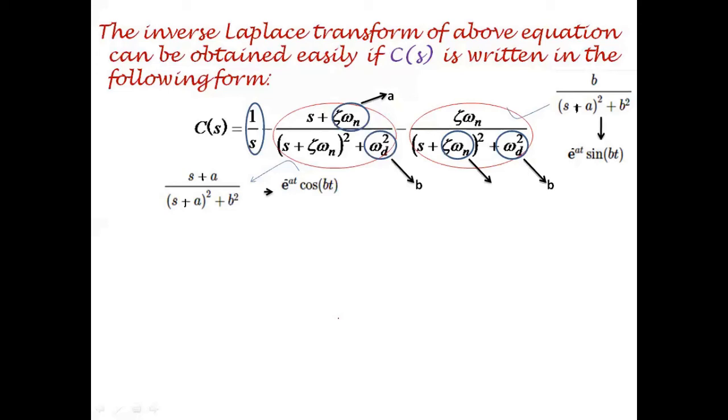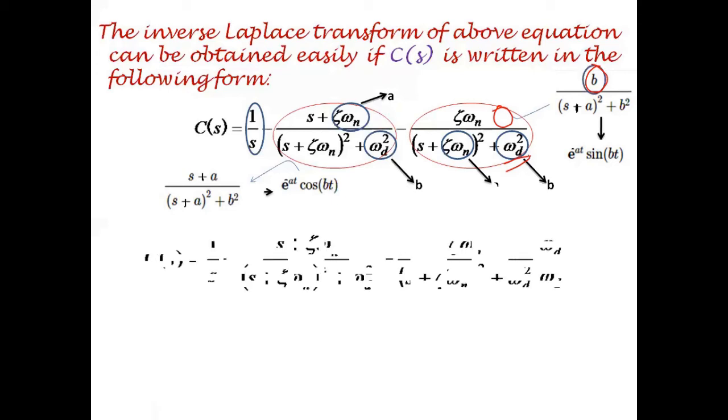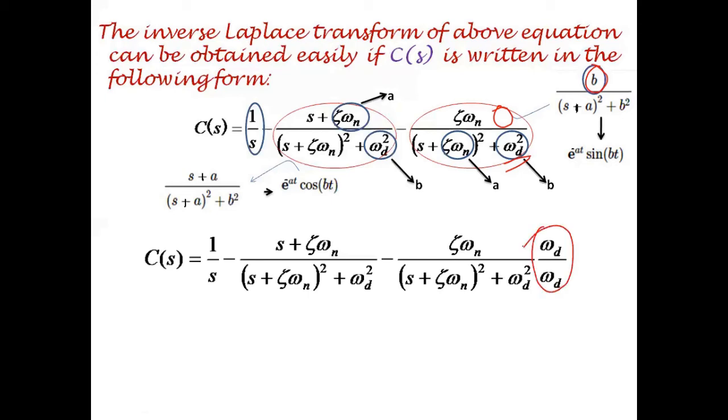But if you notice the numerator of the third term, the term b, that is nothing but omega d, is missing. But you can manipulate it by multiplying and dividing by omega d for the third term. So let us make that change with respect to C of s. I have just introduced this omega d by omega d to equate it with the Laplace transform equality. And now I can take omega d by s plus zeta omega n the whole square plus omega d square, making use of this equality, and I can substitute in the Laplace transform pair.